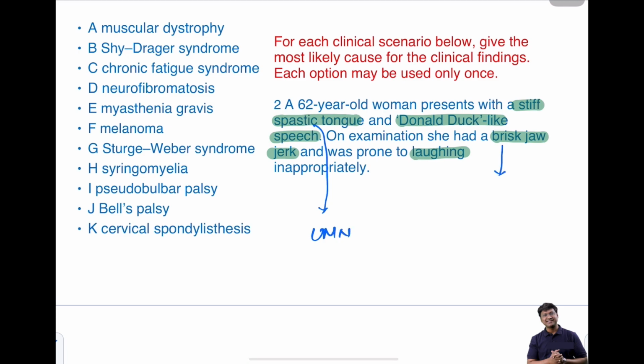And brisk jaw jerk, this is also an upper motor neuron sign. And why is this Donald Duck like speech? That is because of the spastic tongue. So among the options which have been given to you, which of the following has the upper motor neuron palsy, that too within the face? You will have that in case of the pseudo-bulbar palsy.